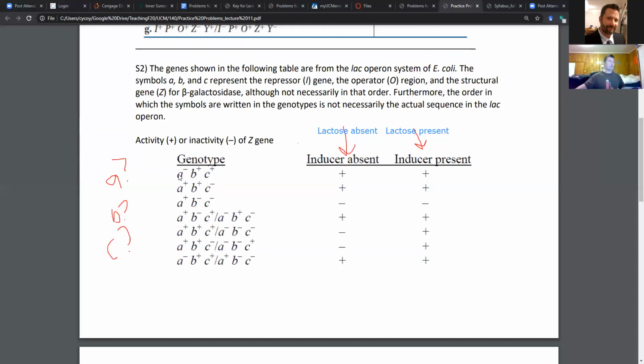And so on. Okay, so take a look at this really quick. What do you think? Which one of these 3 genes, the repressor, the operator, or the structural gene, which one of those is sensitive to lactose? Because that gives you a clue.